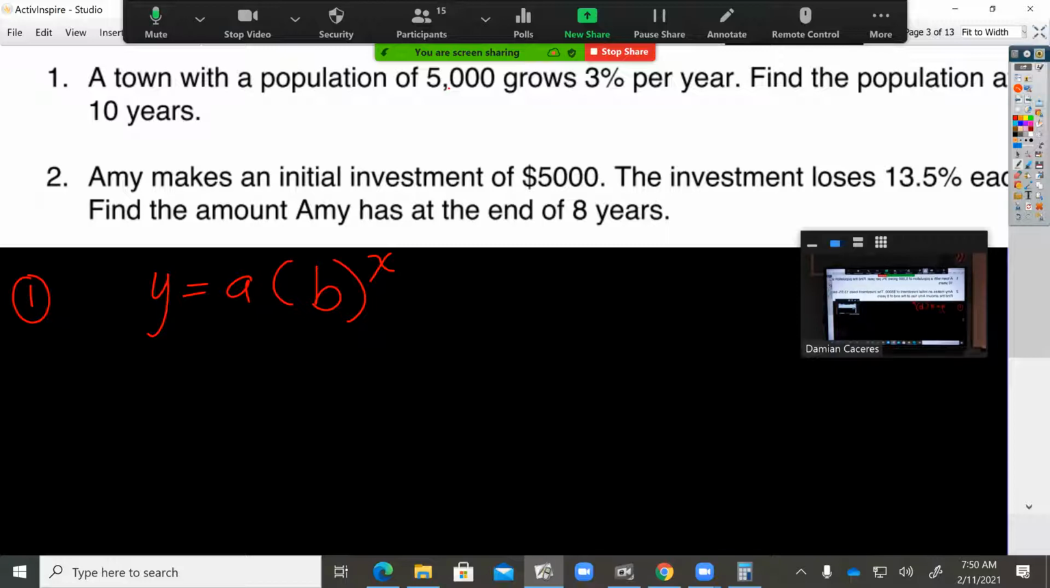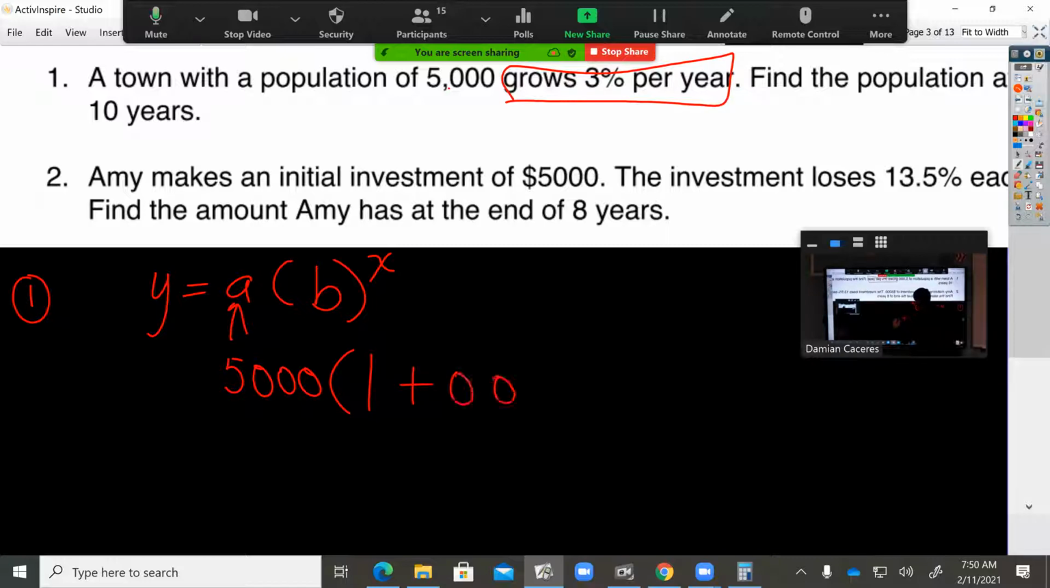All right, so a town has a population of 5,000. So A is 5,000. It grows 3% each year. Grows, so I know it's going to be 1 plus a decimal in there. The decimal is your percent. So 3% as a decimal is 0.03. And now, exponent is time. Here it says 10 years. So the exponent is 10. Combine your like terms in your parentheses.